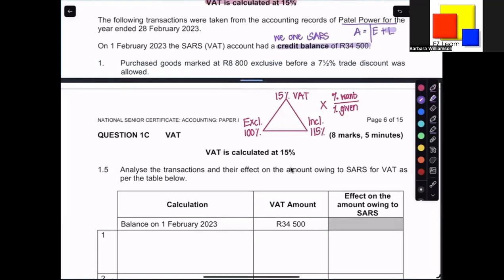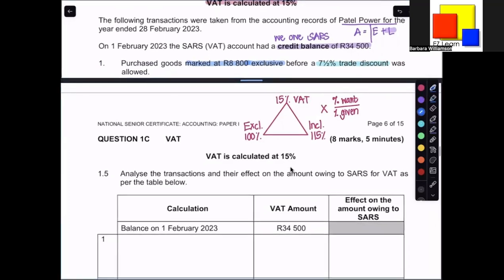Number 1, the purchased goods marked at 8,800 exclusive before a 7.5% trade discount was allowed. Now, obviously, we'll start our calculation using the 8,800.